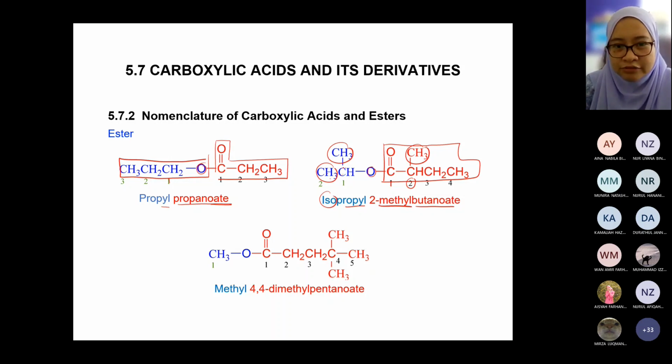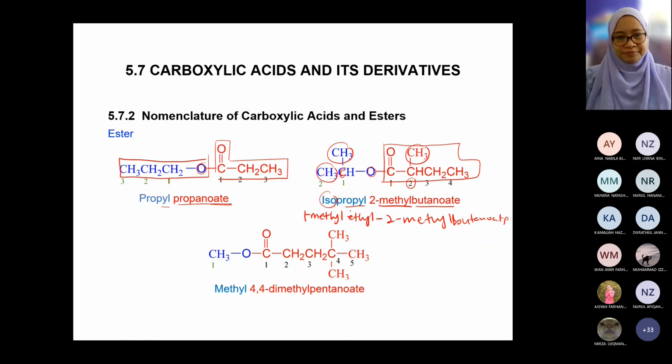Okay, nama dia apa? This one, 1, 2, right? 1, 2, the longest. Cari the longest. 1, 2. So it will be ethyl. At carbon number 1, okay, we have methyl. So 1-methylethyl 2-methylbutanoate. Ni nama lain dia. Boleh pakai dua-dua.